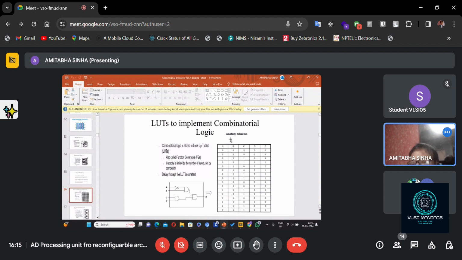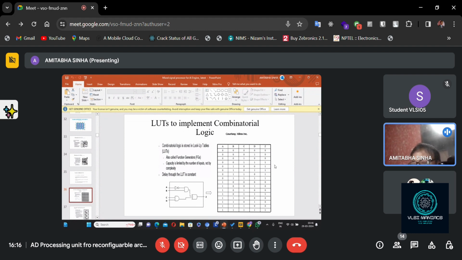So for 16 bit, how many address lines will be required? 4, sir. 4 bit address lines will be required. So let's say A, B, C, D are the address lines and Z is the bit. 1 bit will be stored. So here, in fact, this is the truth table. Whenever we design any logic circuit, it will have a truth table. So here 0, 0, 0, 0, 0, whatever it is. So this entire truth table can be stored in the memory.